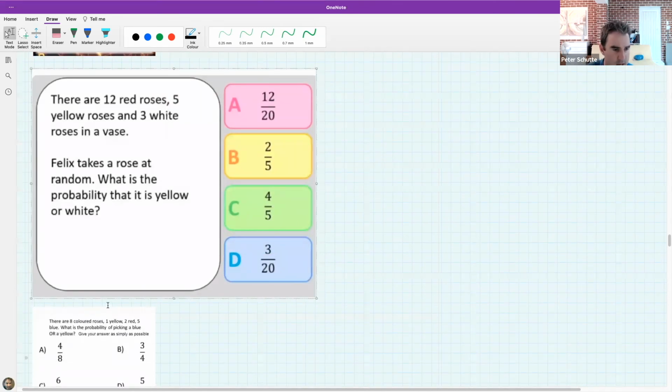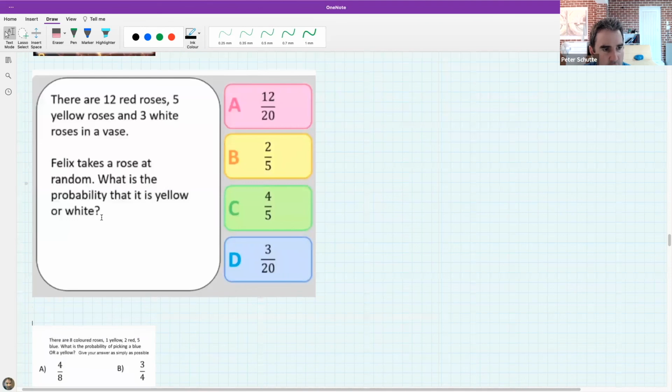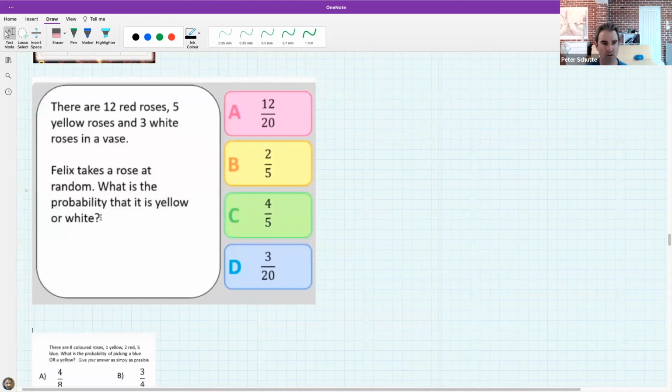Try this one. There are 12 red roses, 5 yellow roses, and 3 white roses in a vase. Felix takes 1 rose at random. What is the probability that it is yellow or white?